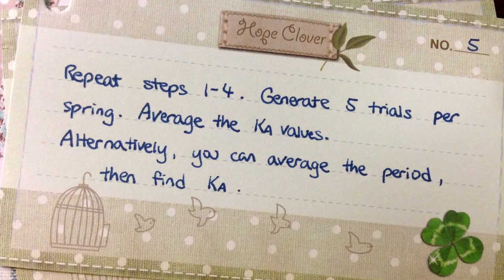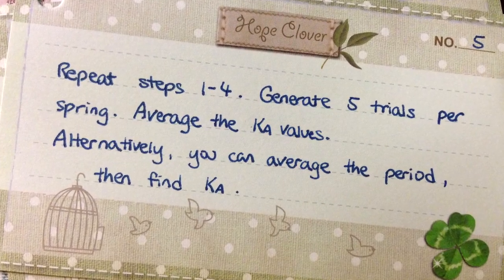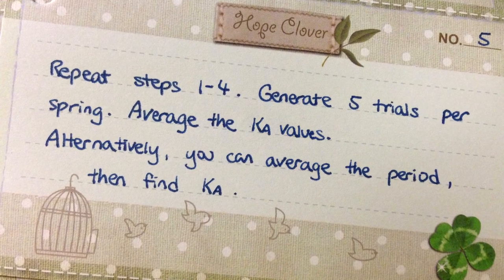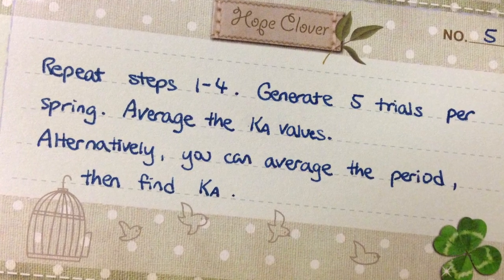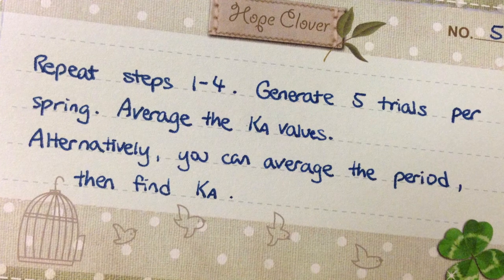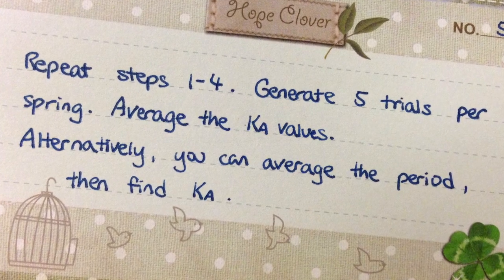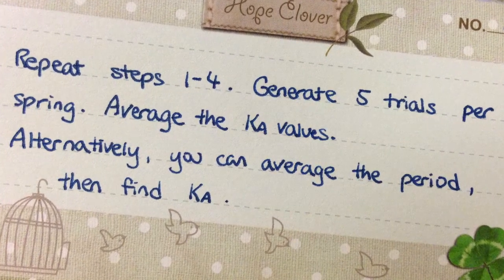Step 5. Repeat steps 1 to 4. Generate 5 trials per spring. Average the Ka values. Alternatively, you can average the periods, then find Ka. This latter one is what we did.